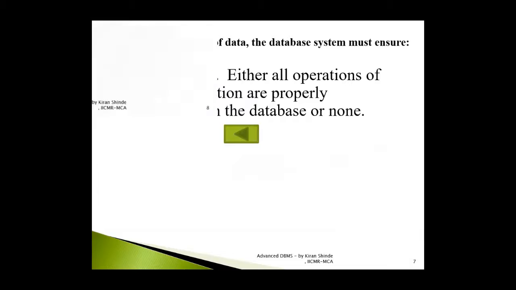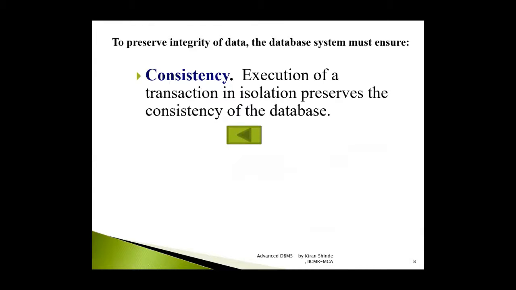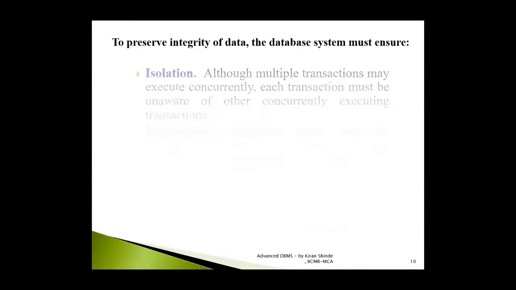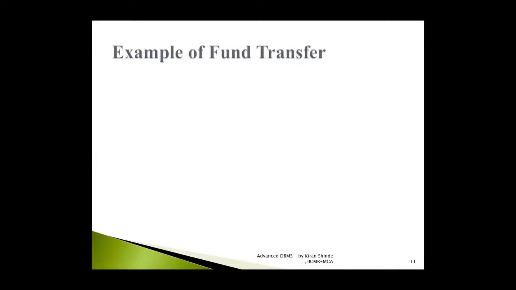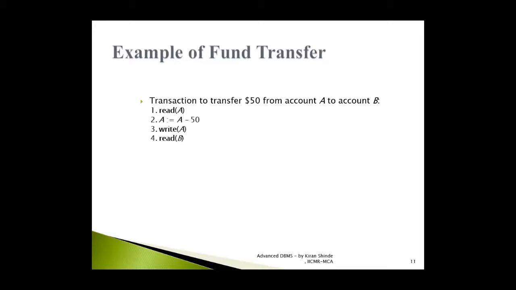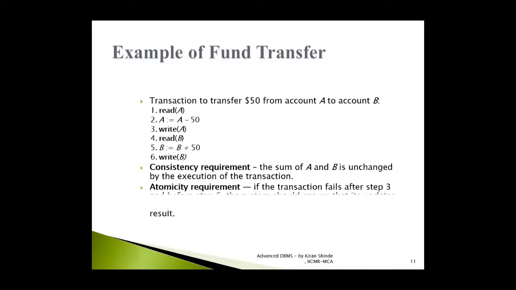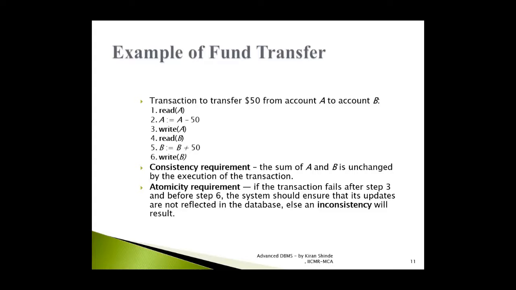So first we will see the example of atomicity. Then in line with that, we will see the example of isolation and consistency also. So let us take into consideration the typical example of a fund transfer. Here you can see that there is a transaction which is initiating a transfer of $50 from account A to account B. So these are the operations which are getting executed in this particular transaction: read A, A = A - 50, write A, read B, B = B + 50, and write B.